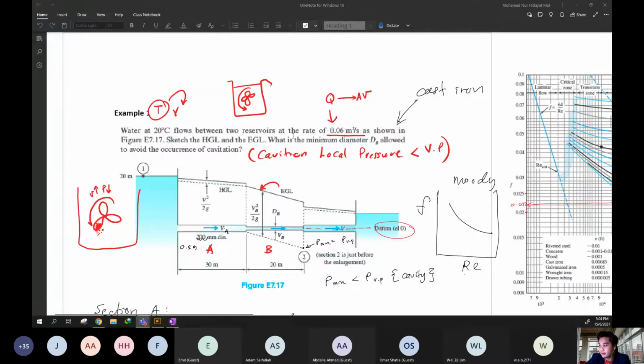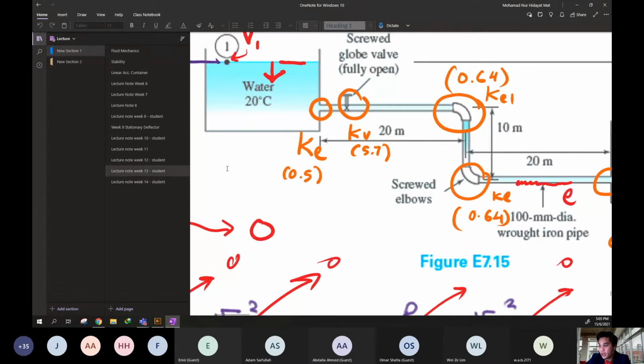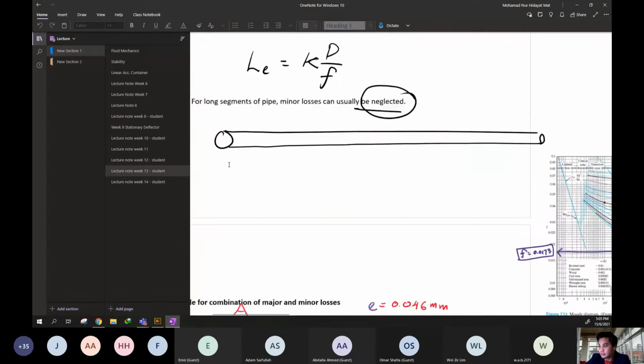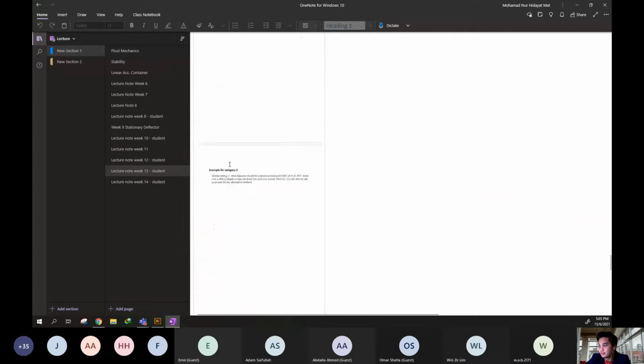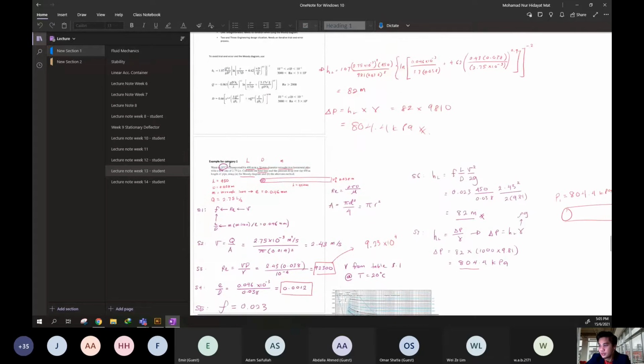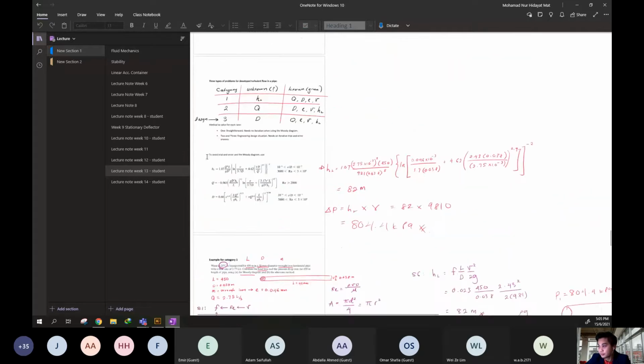reservoirs at the rate of this. Sketch the HGL and EGL. What's the minimum diameter? This is the design part. If you remember our last session, where we had categories, do you still remember when we dealt with the major losses?